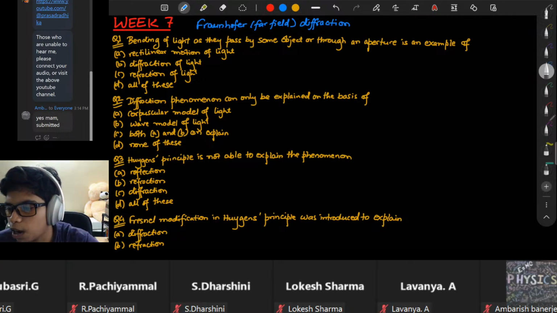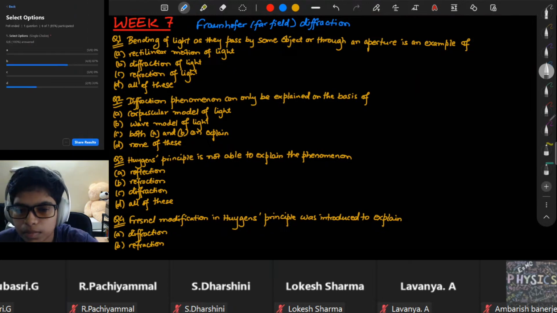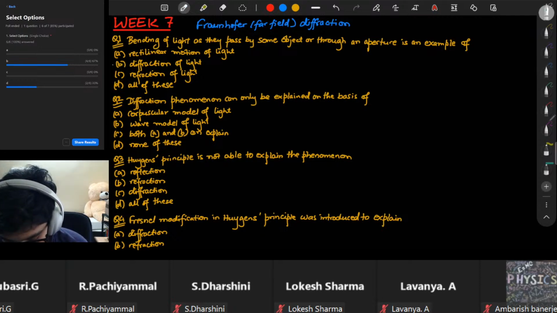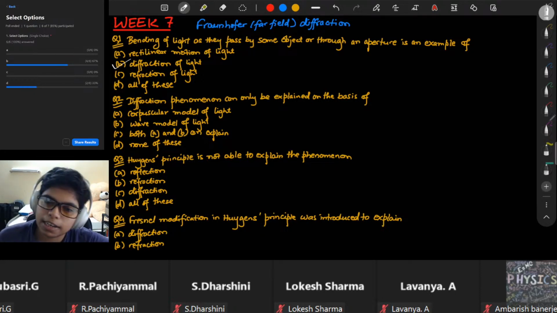Okay, so I will stop the poll now and share the results of the poll with you. Those are the results of the poll. Most of you selected the correct option. The correct option is diffraction of light. One thing to note is that whether you call it diffraction or interference, both these terms are used interchangeably, and the phenomenon is the same. The phenomenon of bending of light as it passes by some objects or through some apertures.